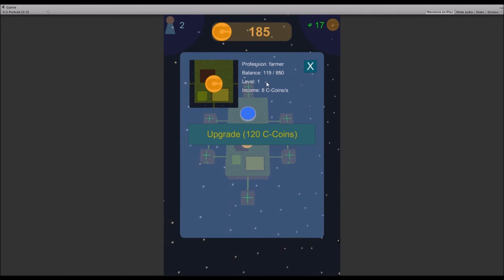We have a balance, it's level 1, and it makes 8 C coins per second. This is a rounded value. You can see a detailed value over here in the income field. By the way, this is your balance, this is the income, and that's your population. The fountain in the middle already counts as one citizen, because that's where you're living.